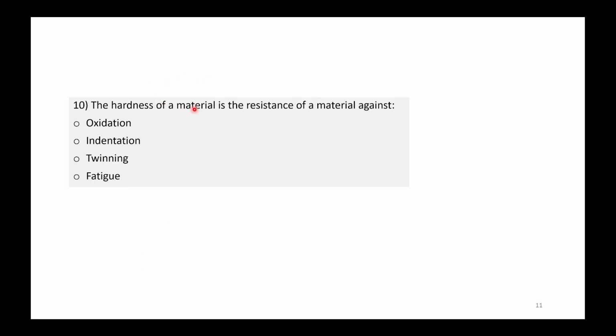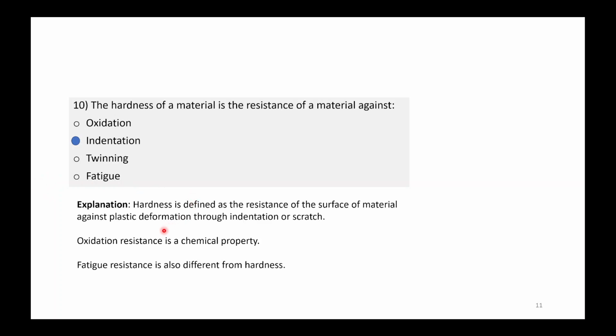The hardness of a material is the resistance of a material against. Your options are oxidation, indentation, twinning and fatigue. Your answer will be indentation. Hardness is defined as the resistance of the surface of material against plastic deformation through indentation or scratch, and oxidation resistance is a chemical property, and fatigue resistance is also different from the hardness.